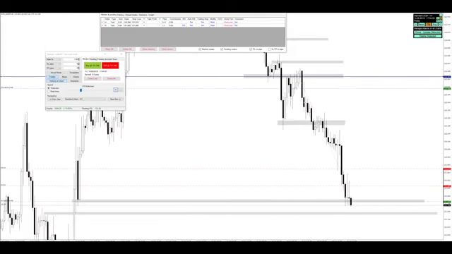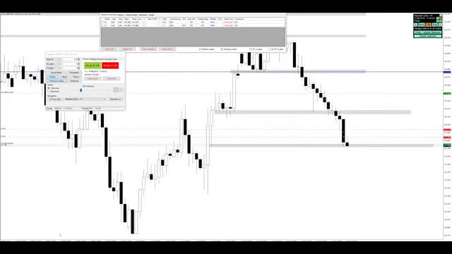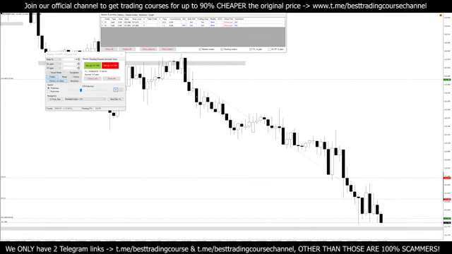Let's take a look on the 1 hour here. This 1 hour candle is just screaming sells. It's screaming continue moving down. Let's take a look on the 4 hour. 4 hour is now heading down too. 30-minute candle is also heading down too. So let's see how it goes.